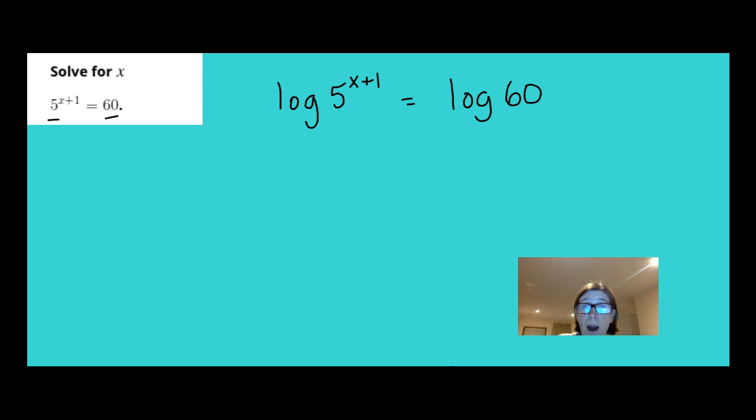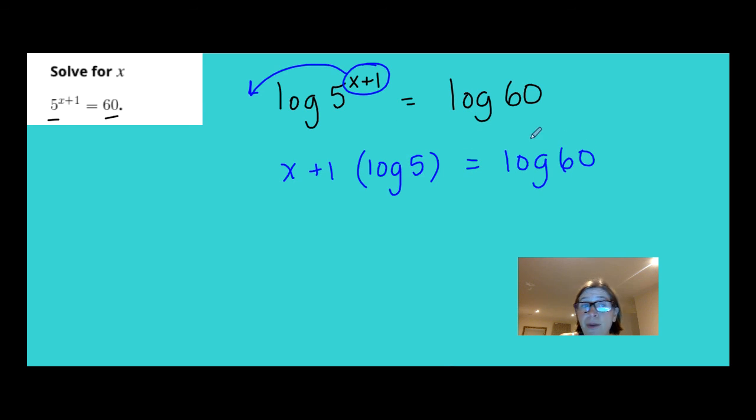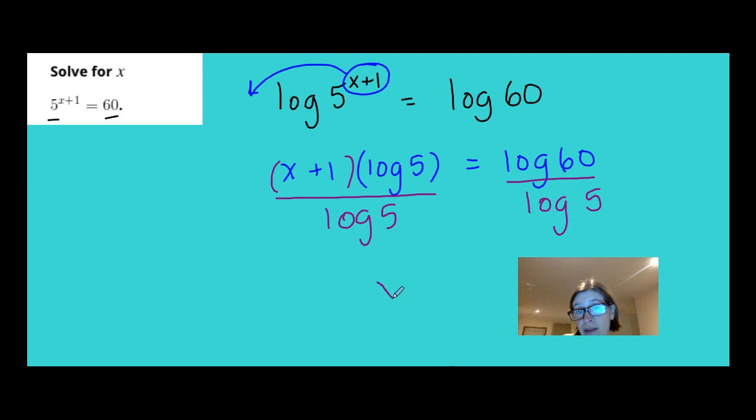Now I want to use those properties that we just talked about, and I want to bring that x plus 1 to the front of log 5. Now remember, the goal is to solve for x. So to isolate x, the first thing I can do is, because these are actually expressions being multiplied, divide by log 5. So now I have x plus 1 equals log 60 divided by log 5. Now I can just subtract 1 from that entire quantity.